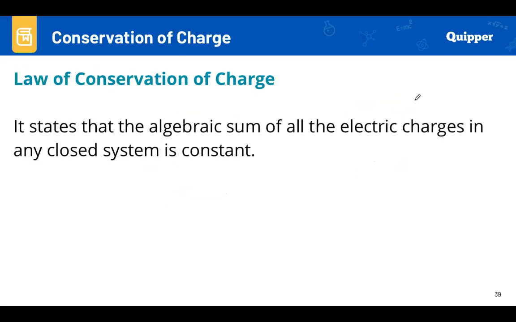Okay. And then we have the law of conservation of charge. It states that the algebraic sum of all the electric charges in any closed system is constant. Ano yung constant? Hindi pwedeng mabago. So kahit gaano karaming charges yan. Okay? And if we will use the law of conservation of charge, all the sum of those charges in any closed system is constant, or pareho lang sila. Hindi sila pwedeng lumaki, hindi sila pwedeng lumiit. Okay? That is the law of conservation of charge.